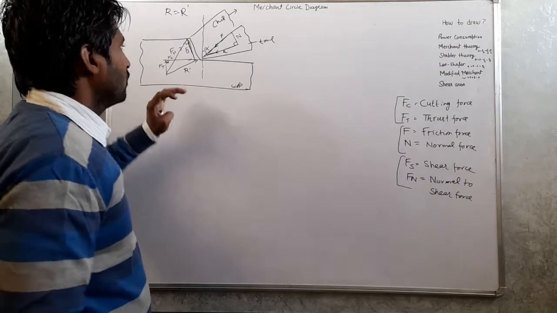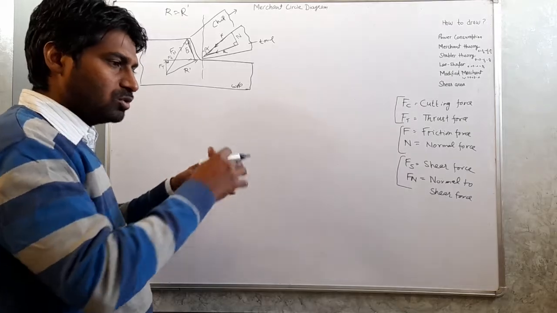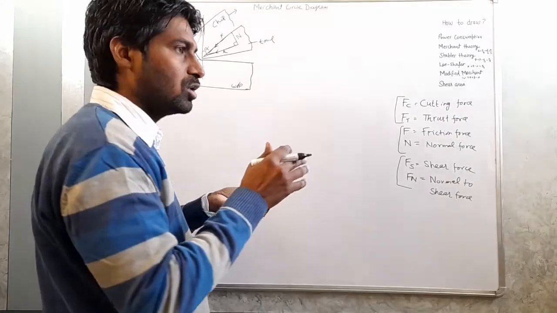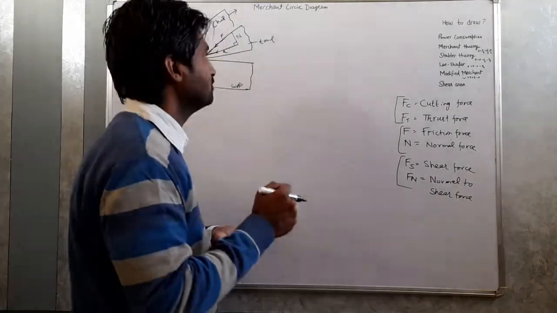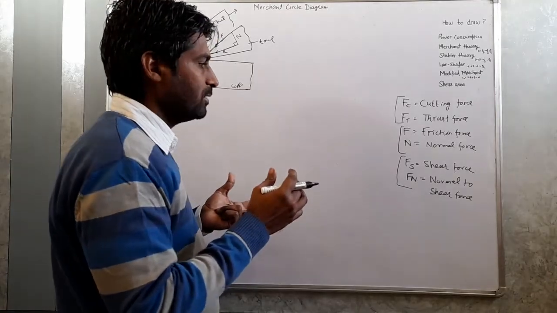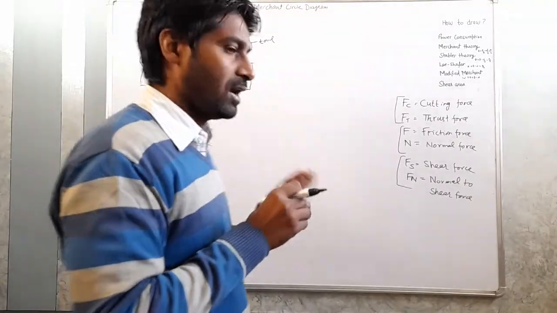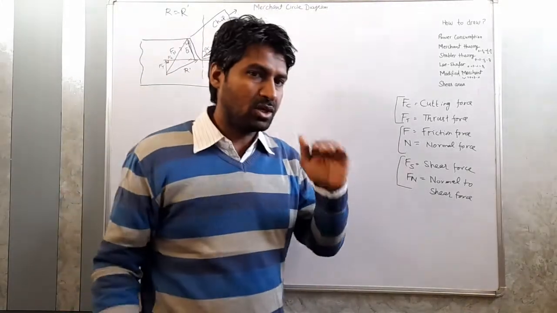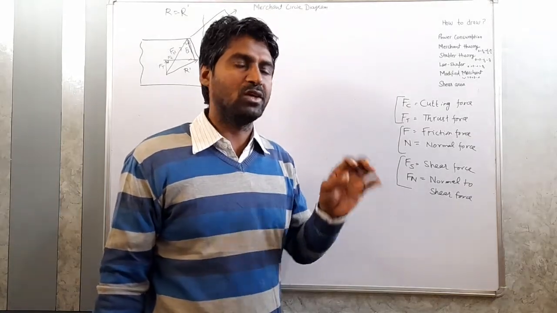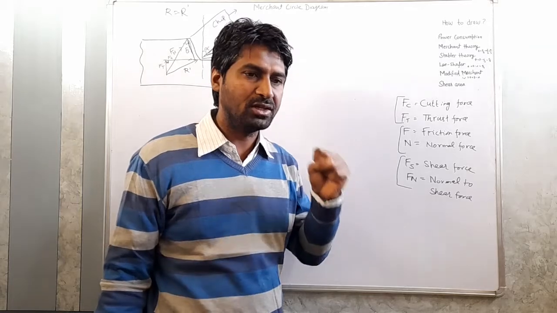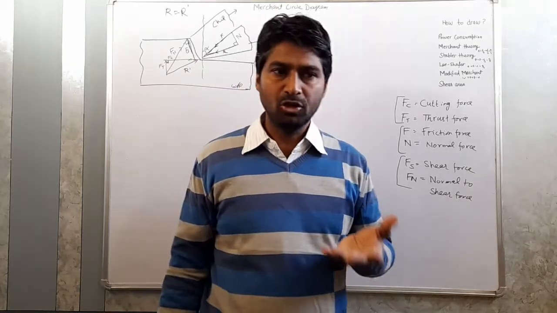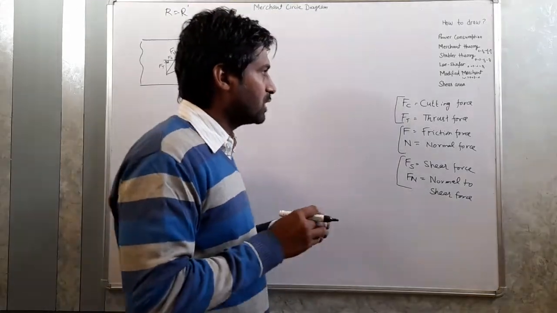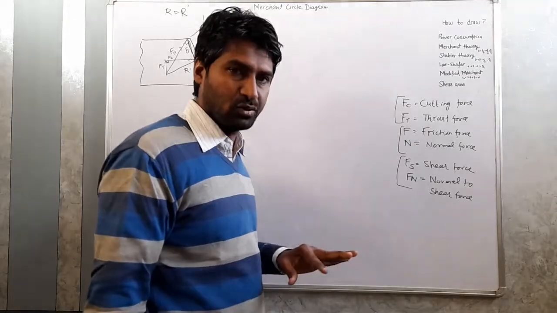So now, how to use these forces to draw the Merchant circle diagram. In a Merchant circle diagram question, first of all, we have some background data. During cutting we can measure some of the forces, like cutting force or thrust force, using a dynamometer. As you know, a dynamometer is an equipment used to measure the forces during cutting.